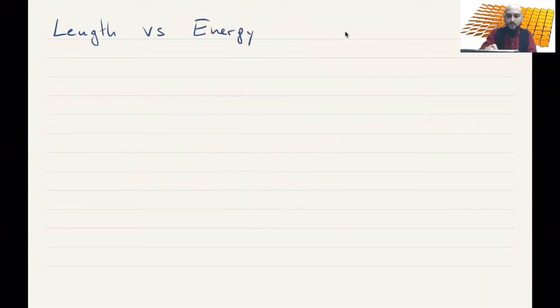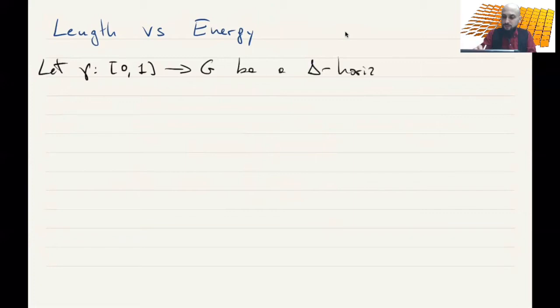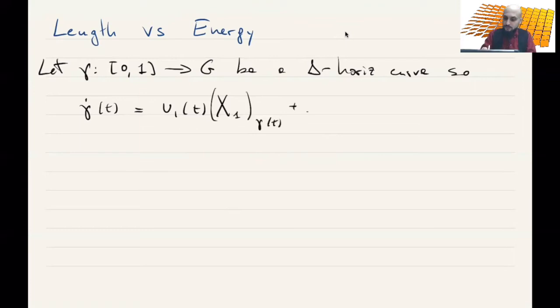for curves. So let gamma be a curve, say defined on [0,1], with values in our group, be a delta horizontal curve. What does it mean? This means that the derivative exists almost everywhere, and the function is the integral of its derivative. And the derivative is a linear combination of vector fields giving a frame for delta.